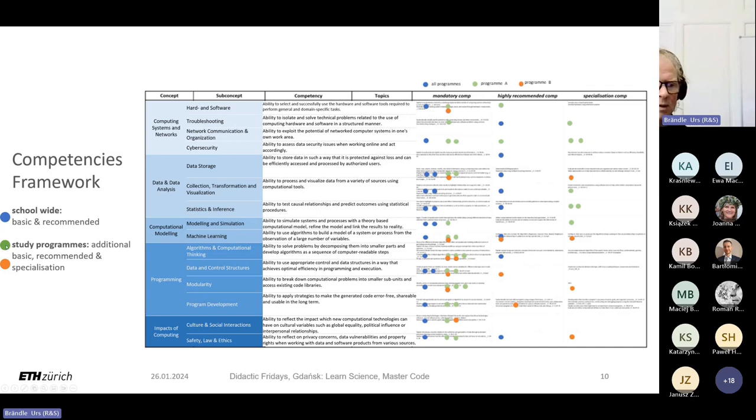And the study programs themselves might also add some mandatory competencies for their study programs and some highly recommended. And then depending on what specialization they do, there might be some other learning objectives that have to be reached, competencies. But the blue is what we aim at defining centrally, or this should be in the programs until the end of the decade.